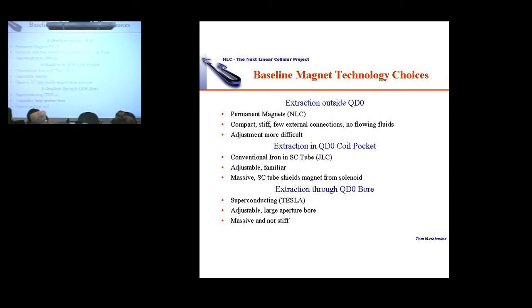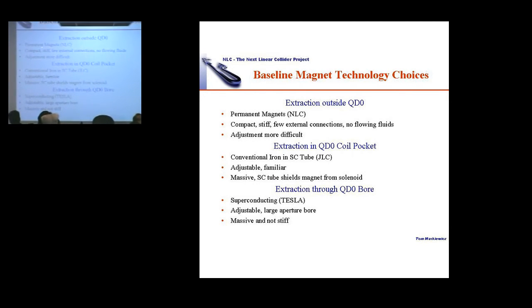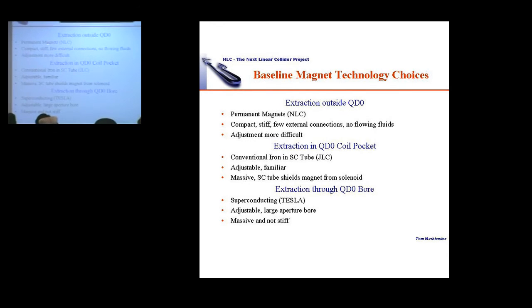If you choose to extract outside your first magnet, basically you're trying to find something which is very compact so that you have room for it. And the NLC group has chosen, its baseline design is based on permanent magnets. They're compact, stiff, and because they have few external connections, no flowing fluids, they work well with stability ideas which are in vogue. Of course, the permanent adjustment is more difficult.